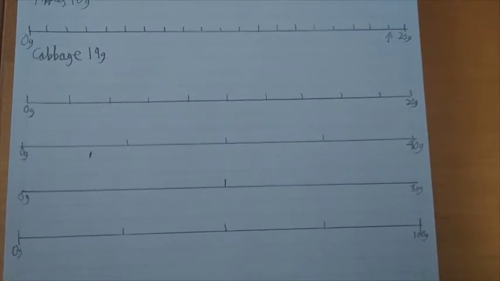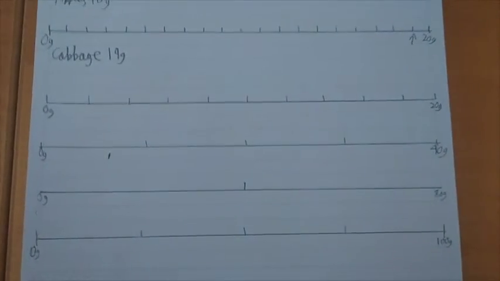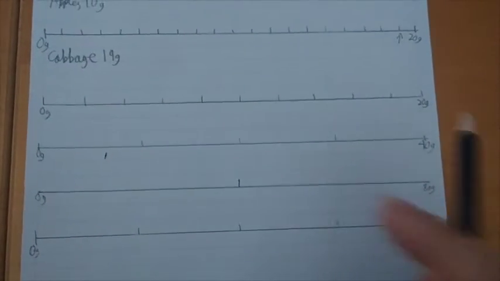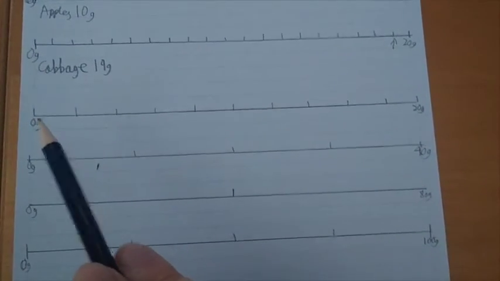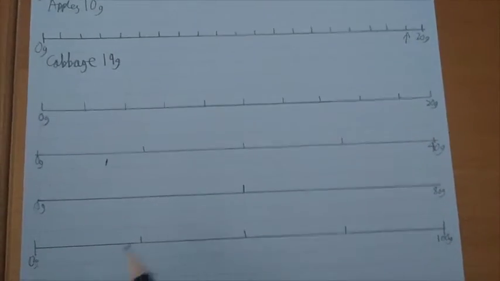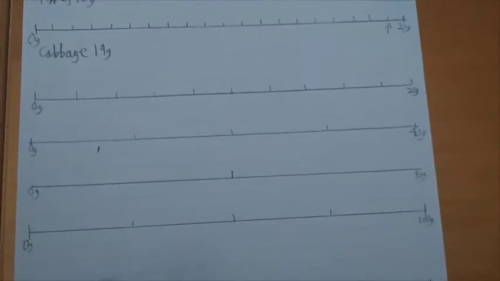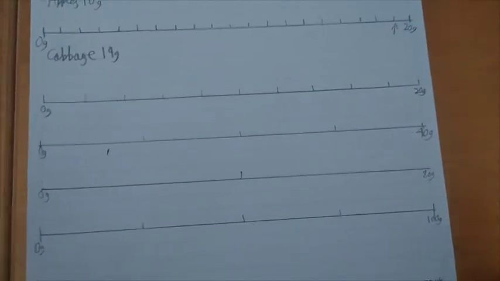So here we have some number lines divided up into different units. So we have up to 20 on our first one, up to 40 in our second one, up to 80 in our third one, and up to 100 in our last one.